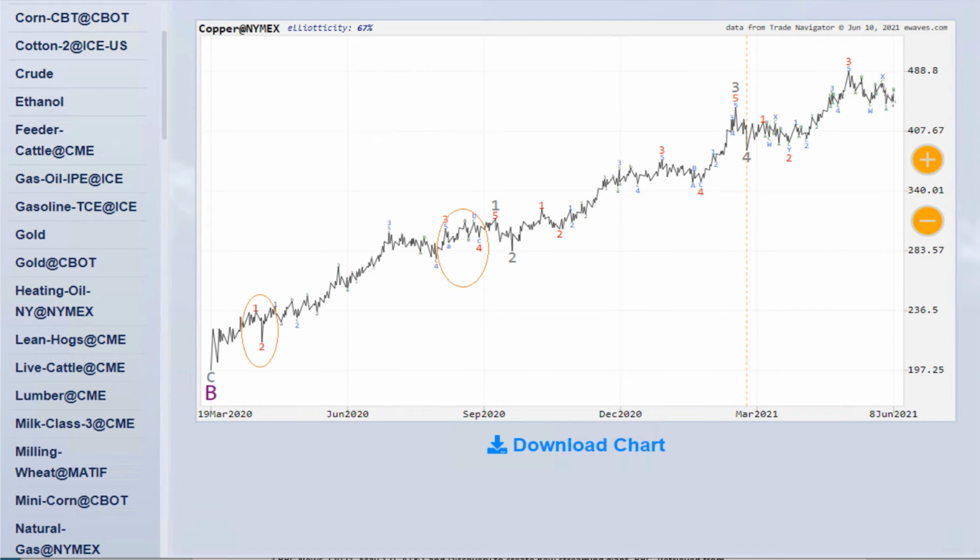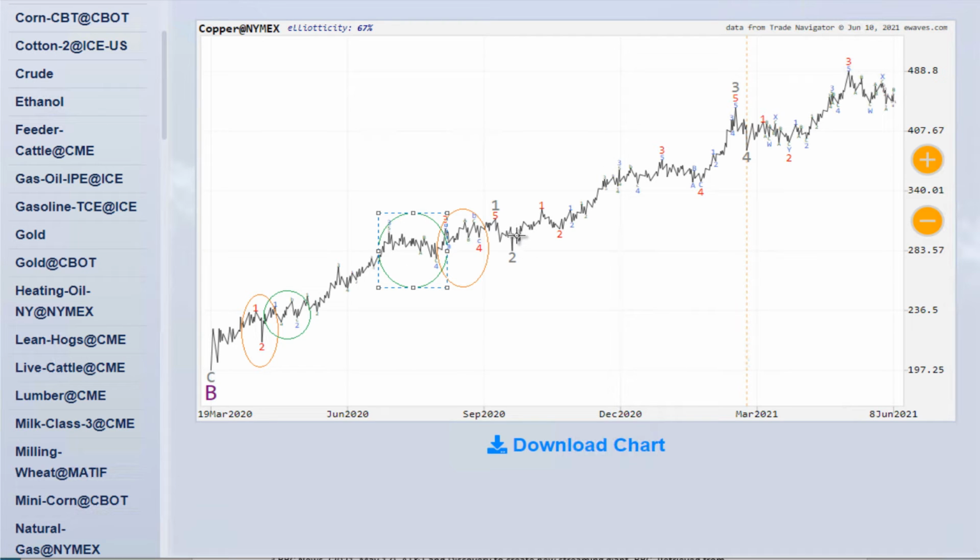Notice that here as well, switch the colors, wave 2 is a flat correction. In other words, wave B goes to a new extreme above the point at which wave A began. And wave 4, in this case, is what's referred to as a sharp correction, where wave B does not exceed the origin of wave A.